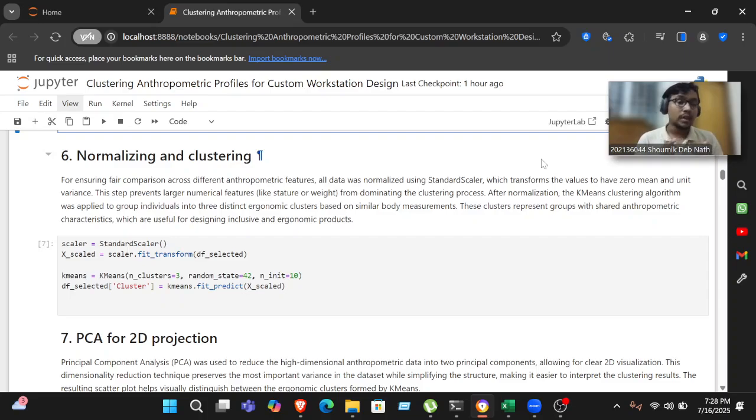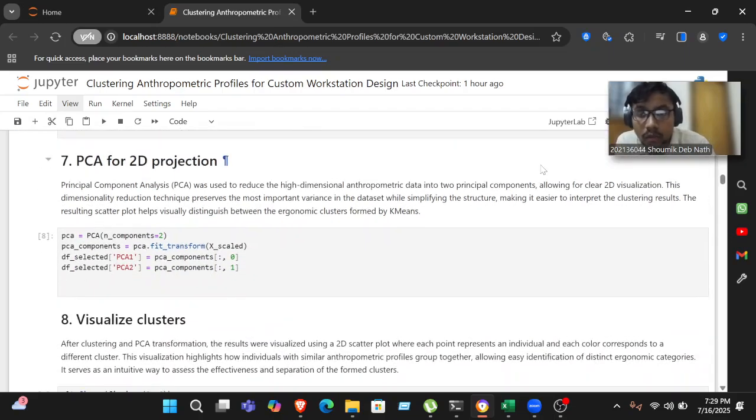After normalization, the k-means clustering algorithm was applied to group individuals into three distinct ergonomic clusters based on the similarity of their body measurements. These clusters represent the groups with shared anthropometric characteristics, which are useful for designing inclusive and ergonomic products.